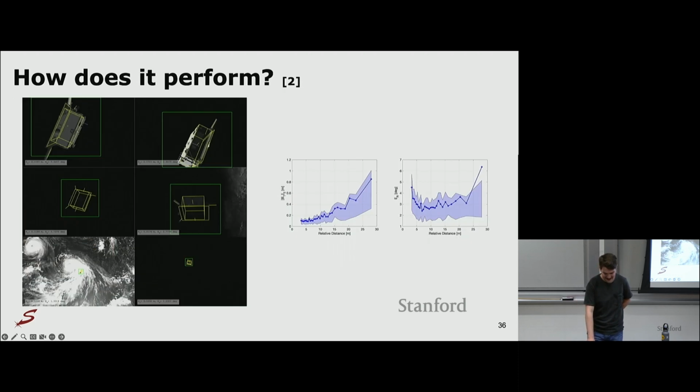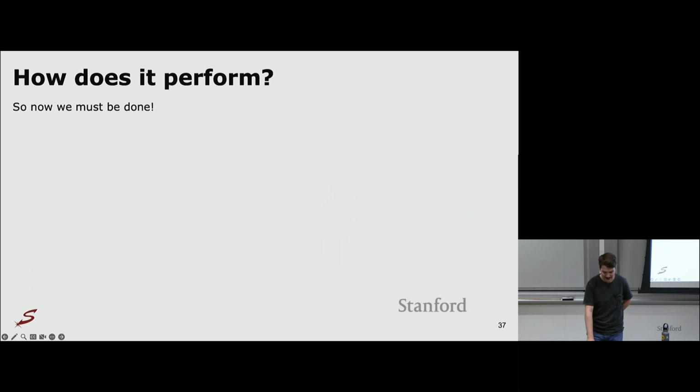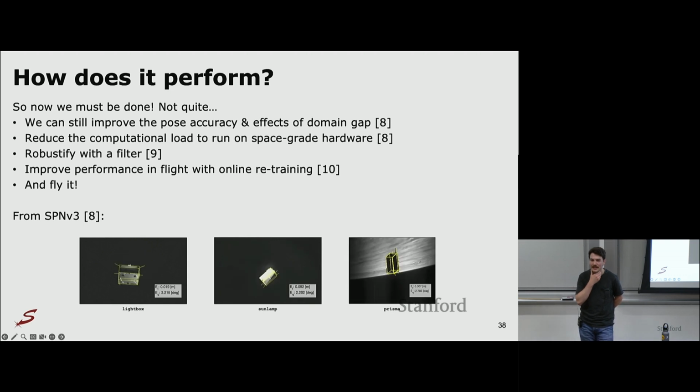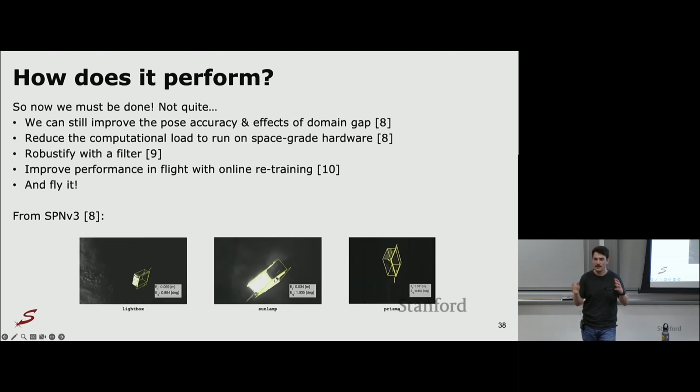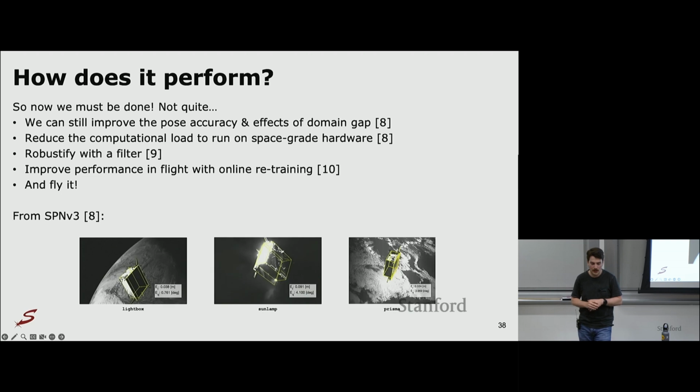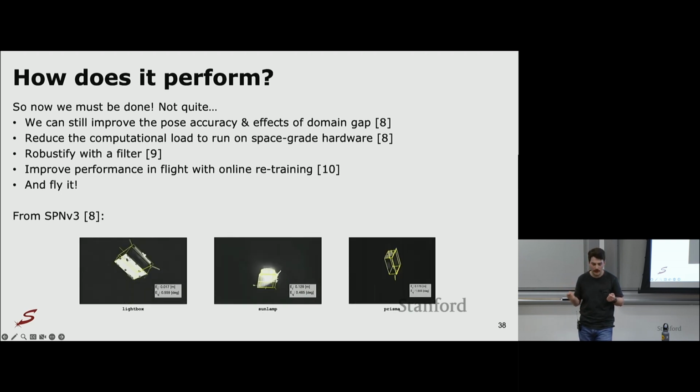Okay, fantastic. So, here's my pitch again of we must be done, no we're not. Again, this paper was released in 2019, and so there has been a lot of work done recently. I wanted to cover this work first because I think it's pretty easy to understand from a first glance perspective, and second of all because there is that MATLAB implementation that you can use in your project. But just to give a quick overview of what some of these works have been doing, there's still improvement to be done, right, in the pose accuracy and the effects of the domain gap.